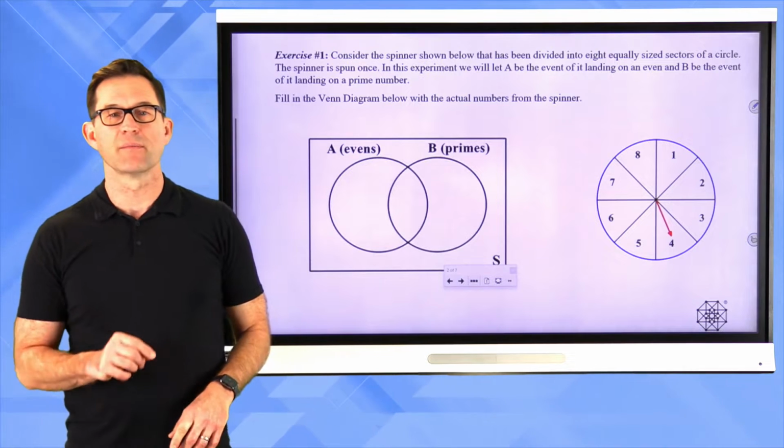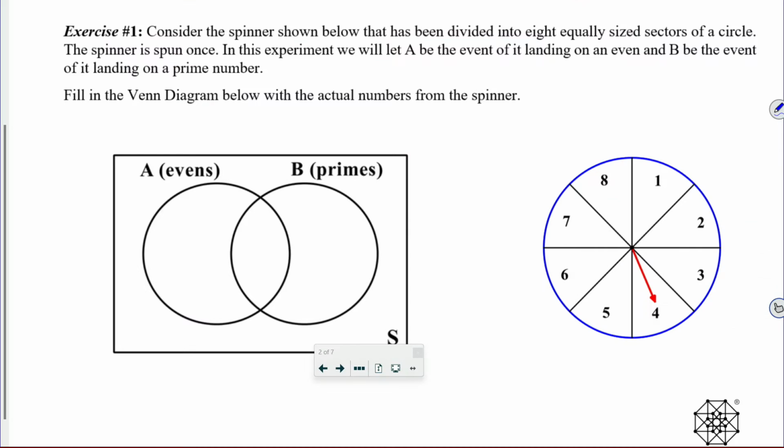All right, exercise number 1. Consider the spinner shown below that has been divided into 8 equally sized sectors of a circle. The spinner is spun once. In this experiment, we will let A be the event of it landing on an even, and B be the event of it landing on a prime number. Fill in the Venn diagram below with the actual numbers from the spinner.